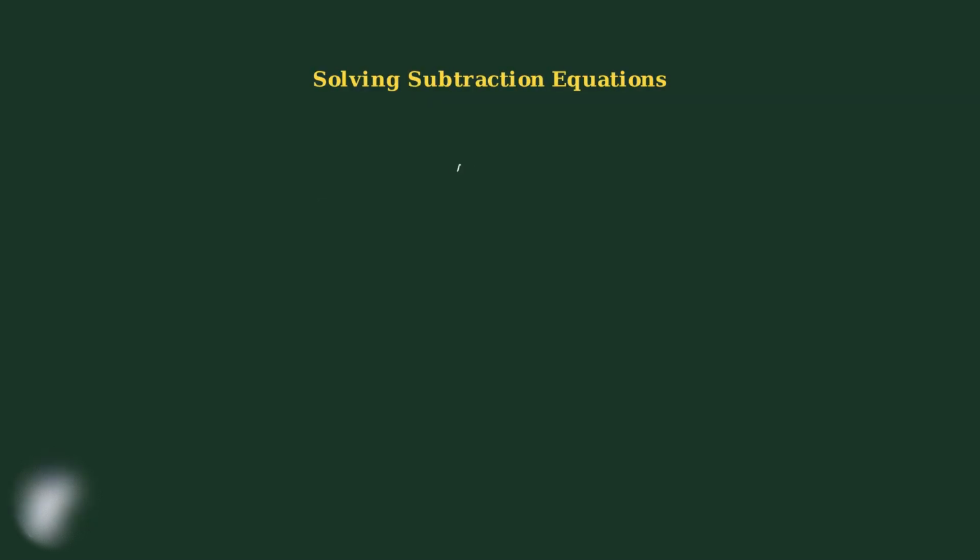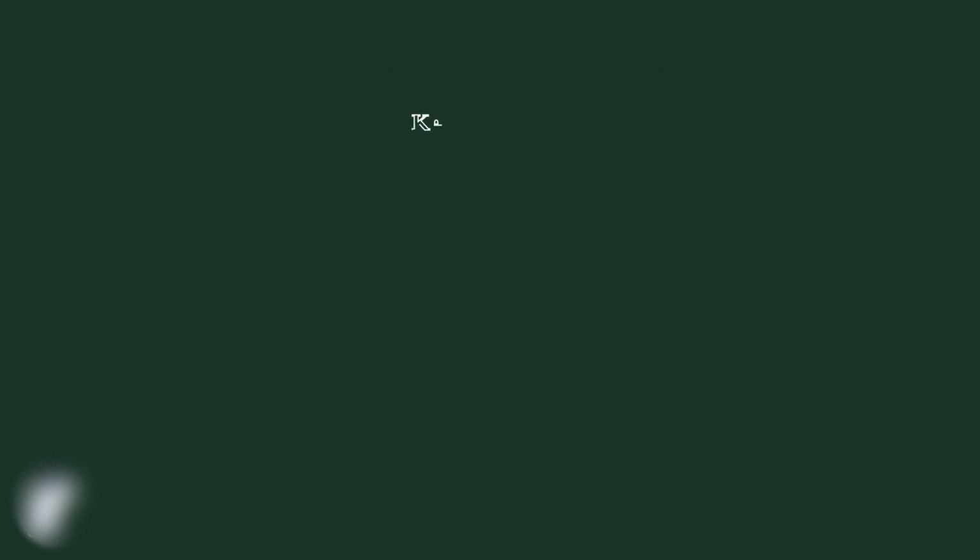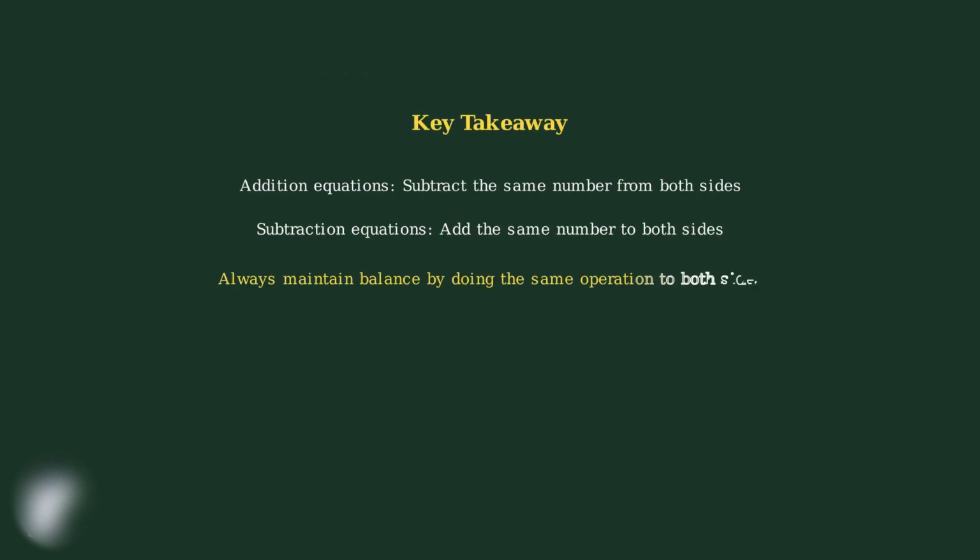When we have an equation like y minus 3 equals 10, we need to eliminate the 3 that's being subtracted from y. Since subtraction and addition are inverse operations, we add 3 to both sides. Remember these key principles. For addition equations, subtract the same number from both sides. For subtraction equations, add the same number to both sides. The most important rule is to always maintain balance by performing the same operation on both sides of the equation.